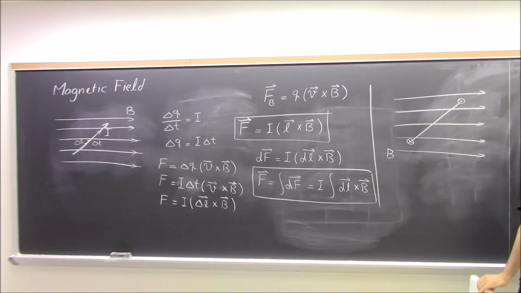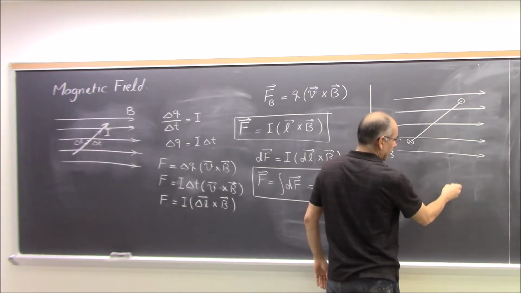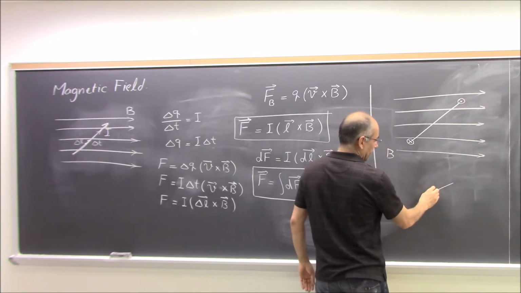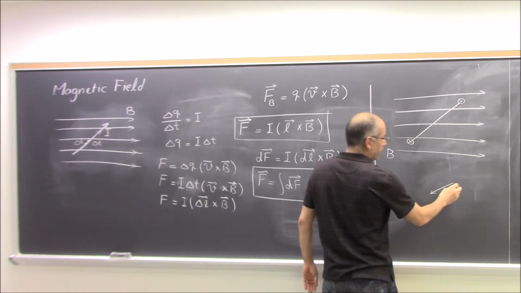See here, the current, draw that again. On the near side of this loop, the L is like that, and B is like this.